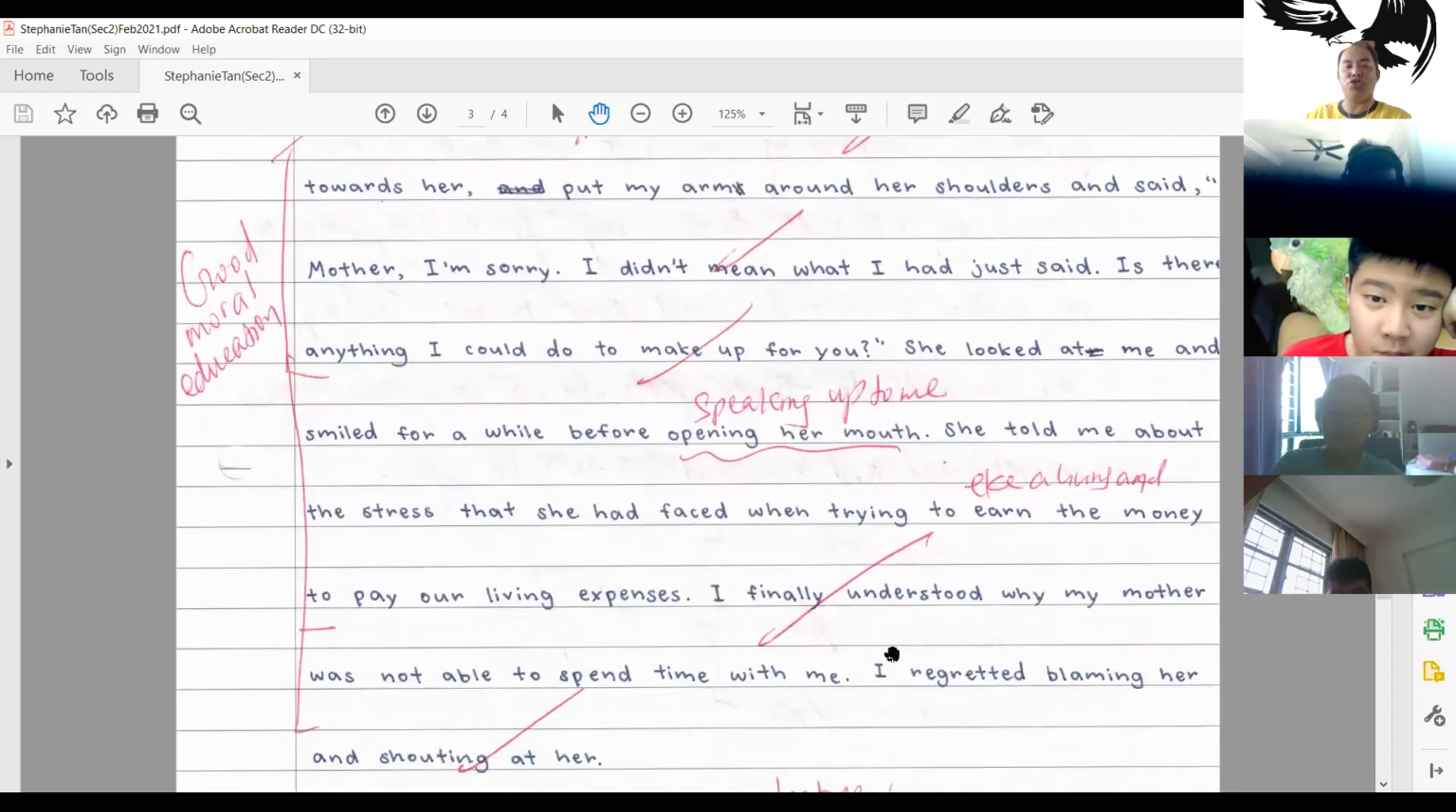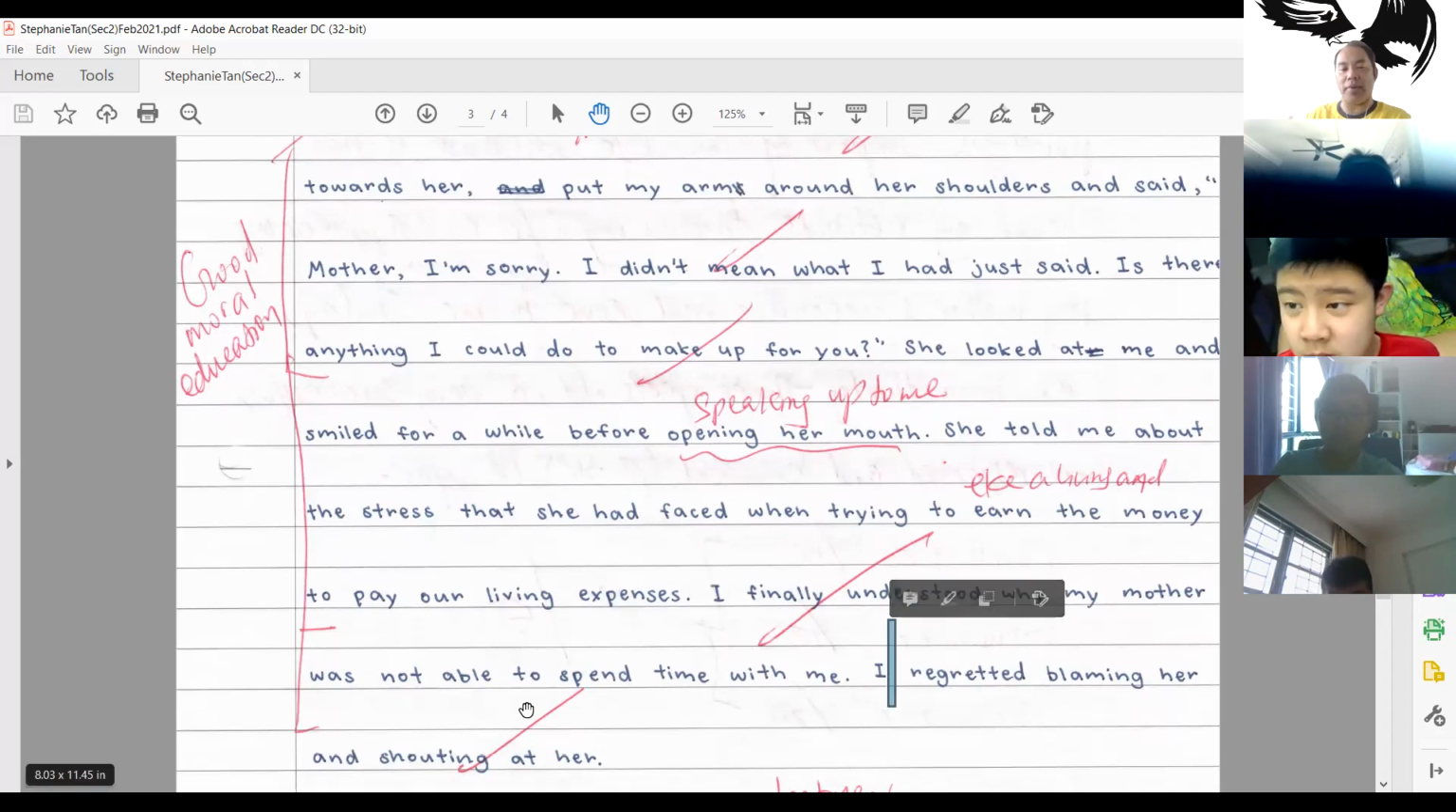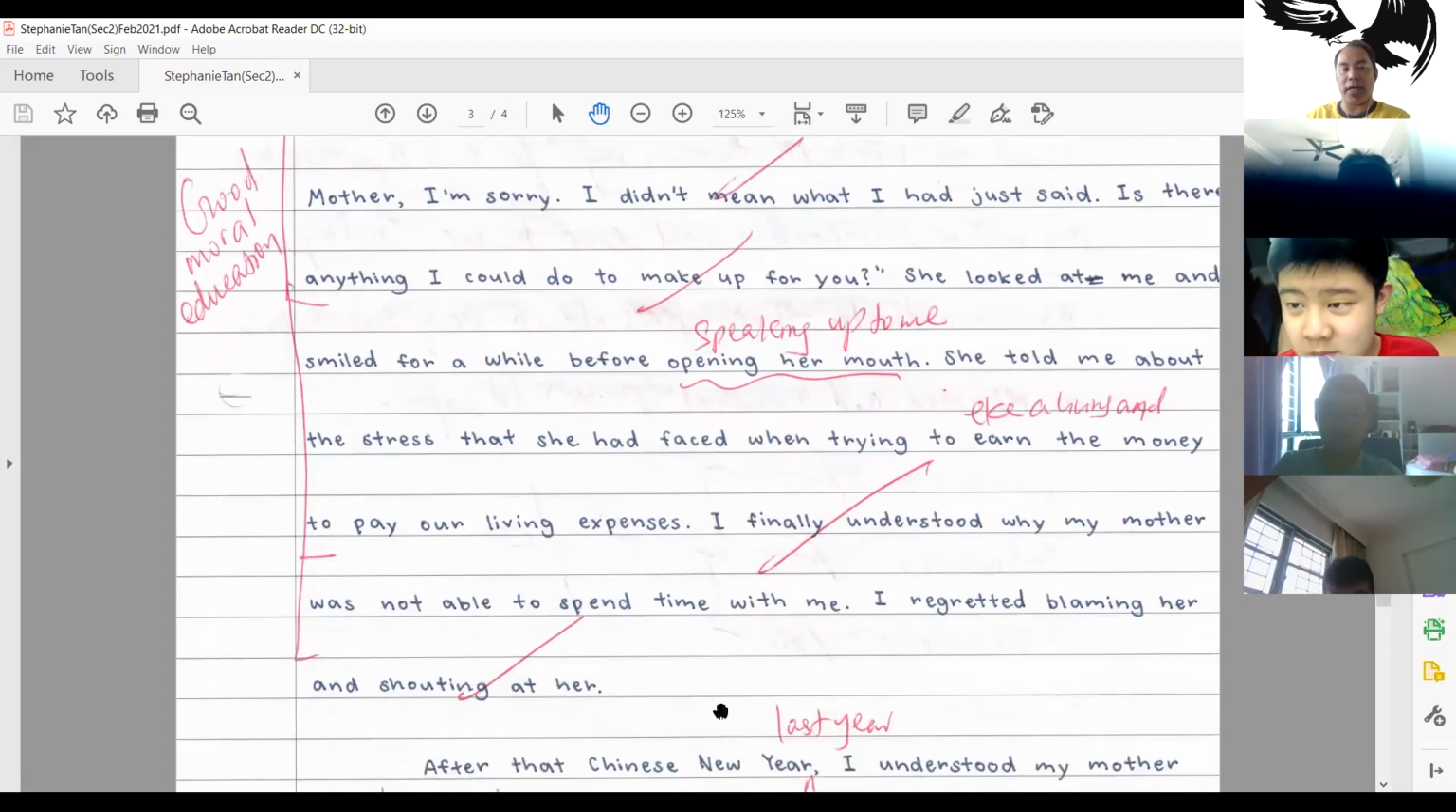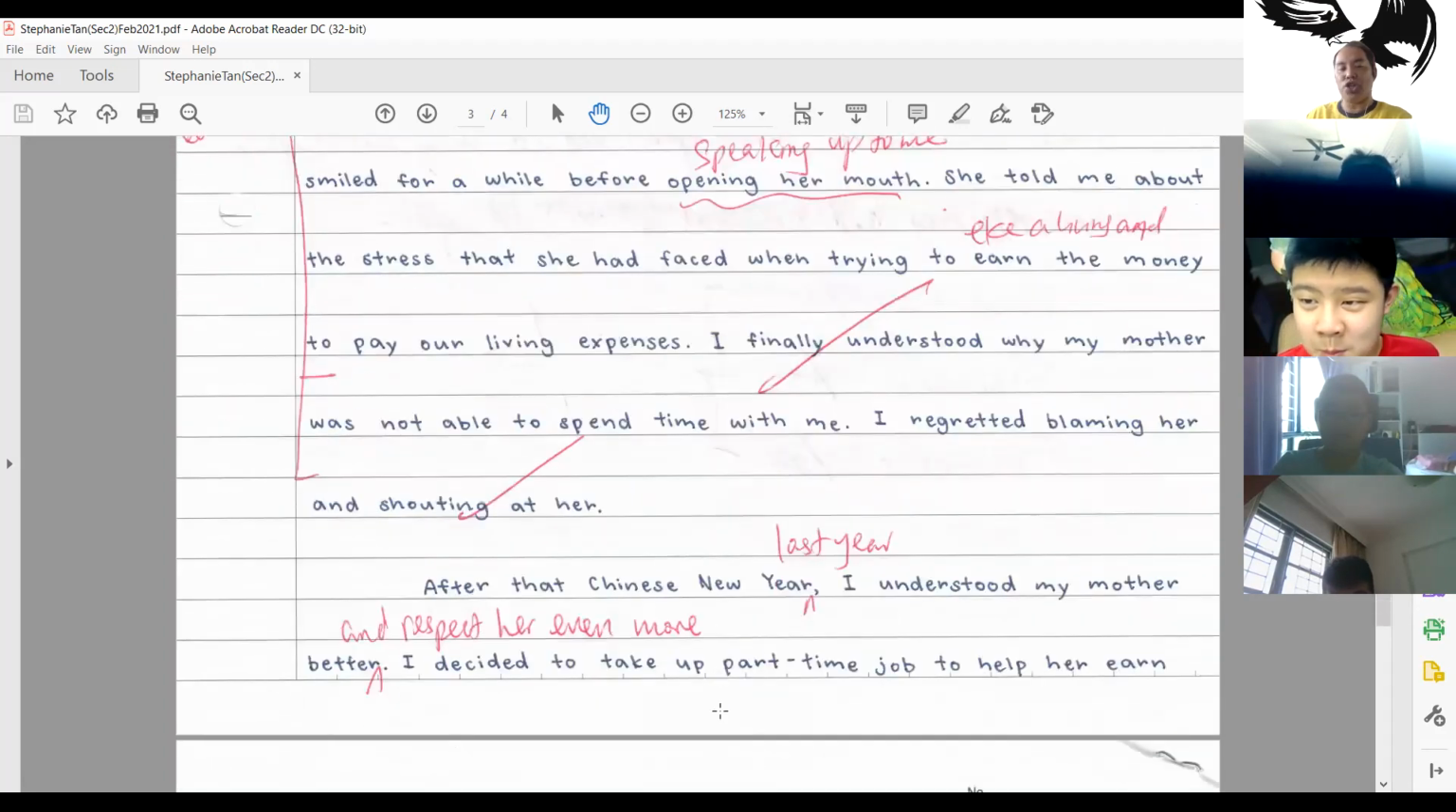She told me about the stress that she had faced when trying to earn a living, to earn the money to pay for it. So I would prefer you to try to earn a living, okay, and to pay our living expenses. I finally understood why my mother was not able to spend time with me. I regretted blaming her and shouting at her. After that Chinese New Year last year, I understood my mother better and respect her even more.